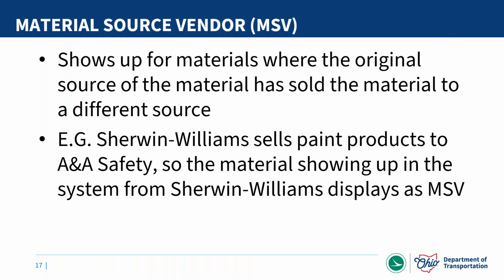Moving on to another one of our newer items is the MSV, or material source vendor. So this will show up on the list when we have materials where the original source of the material has actually sold that to a different source. For example, if Sherwin-Williams sells paint products to A&A Safety, the material showing up in the system from Sherwin-Williams will display as MSV.